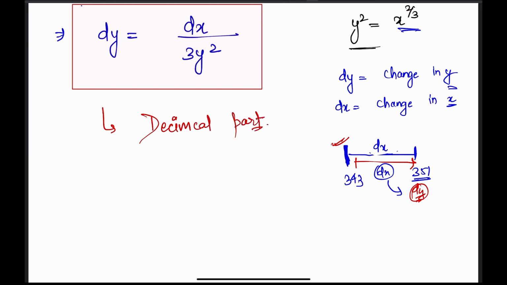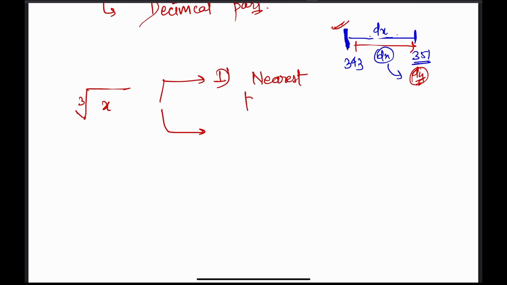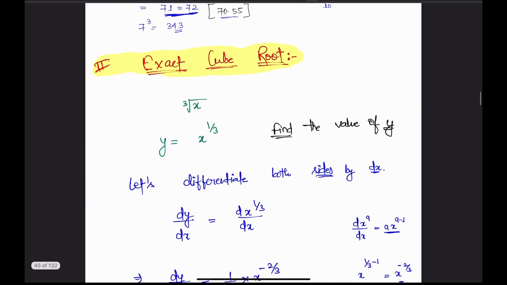Okay, so any question, let me just write cube root of x. We can divide this type of question into two parts. The first part will be the nearest perfect cube, and the second part will be the decimal part. And the decimal part is what? dy, because we want to find the value of y.